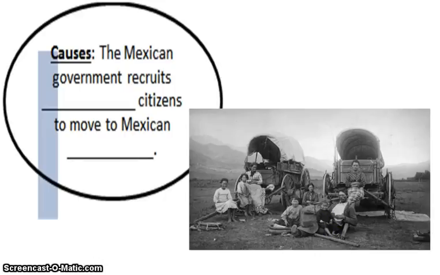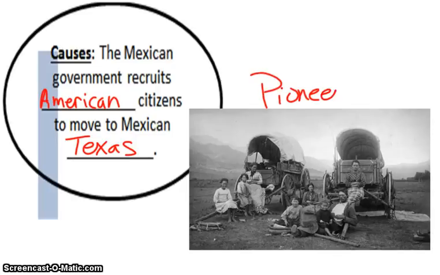Okay, we're at our first stop. What caused the war with Mexico? It basically starts with Mexico recruiting American citizens. The reason they want Americans is because they have a lot of land, but not a lot of people, especially in a part of Mexico known as Mexican Texas. So they are recruiting Americans, pioneers, to move from the United States to Mexico. It started out as a good idea, but then we're going to see it turns bad.